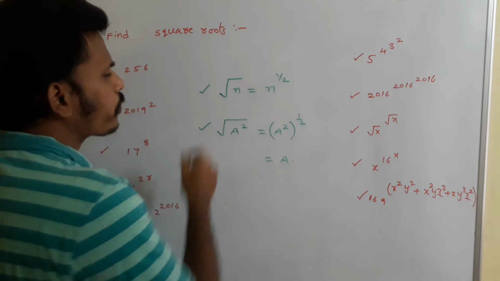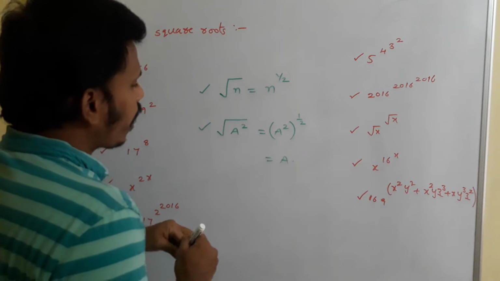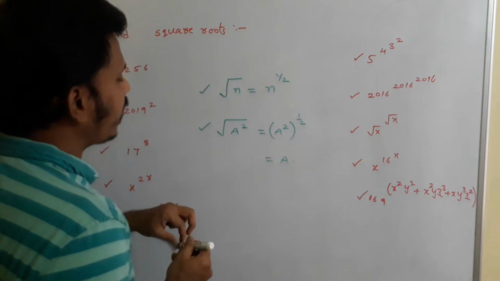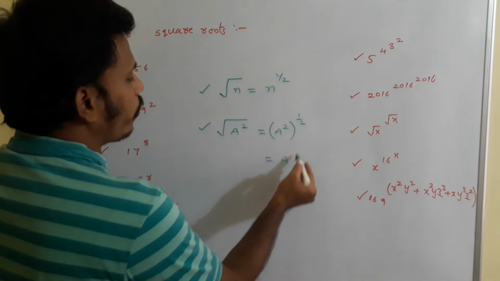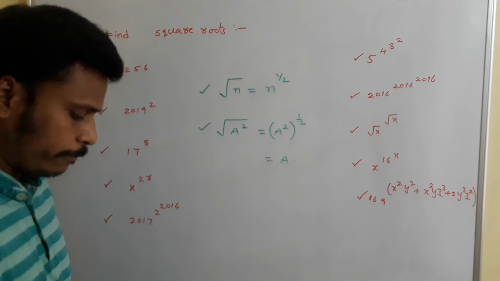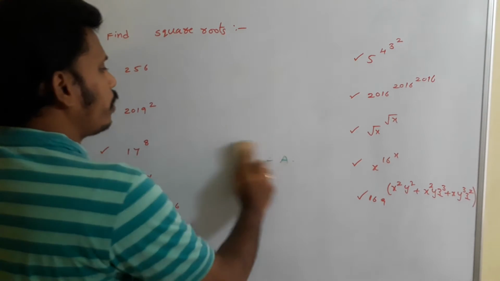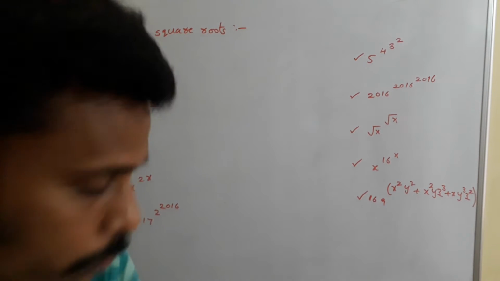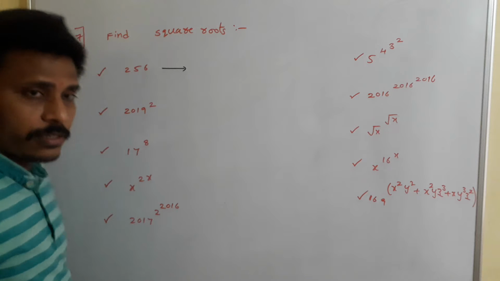The basic idea of square root is that the root of n is n power 1 by 2. We all know it. And if you have something like a square, the square root of a square is a square to the power 1 by 2, and on simplification we have the answer. Now just think about these problems, and I am going to solve them one by one. We need to find the square root of 256.